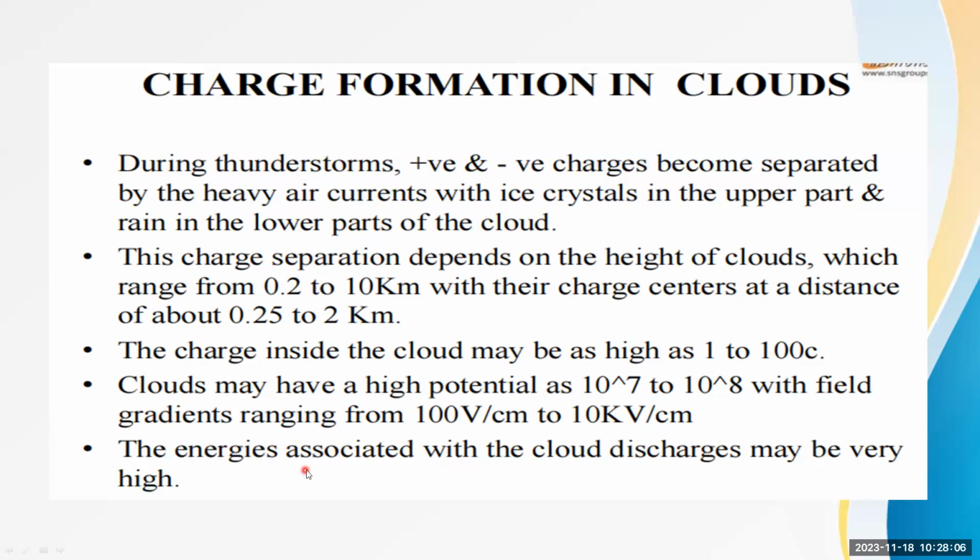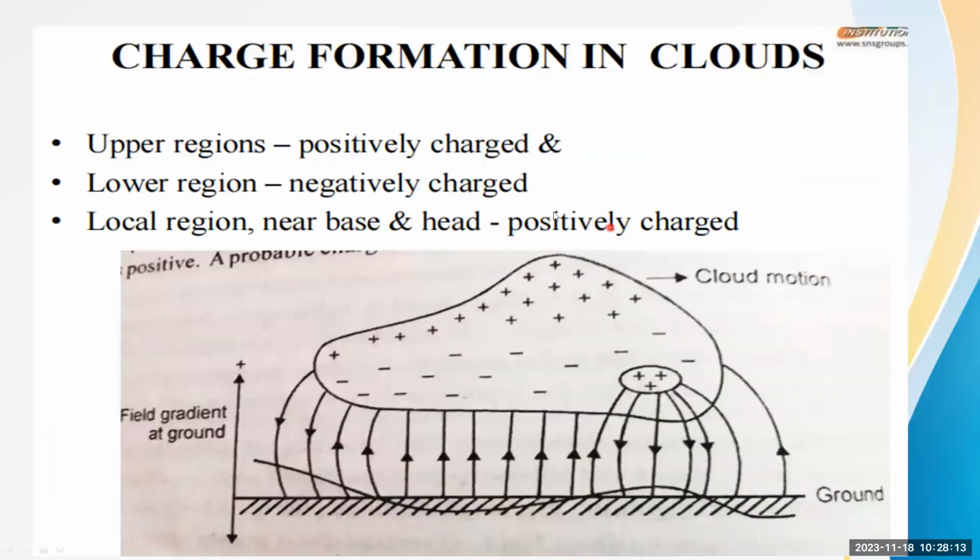The energies associated with cloud discharges may be very high. As charge formation in clouds is shown here, this is called one cloud, this is the motion of the cloud, this is called ground, and this is called field gradient, field gradient versus ground. This is the charge formation: the upper part of the cloud and the lower part of the cloud, with positive charges and negative charges, and this is called the local region.